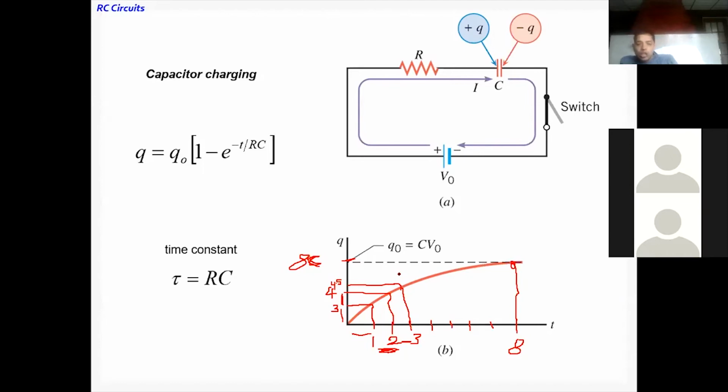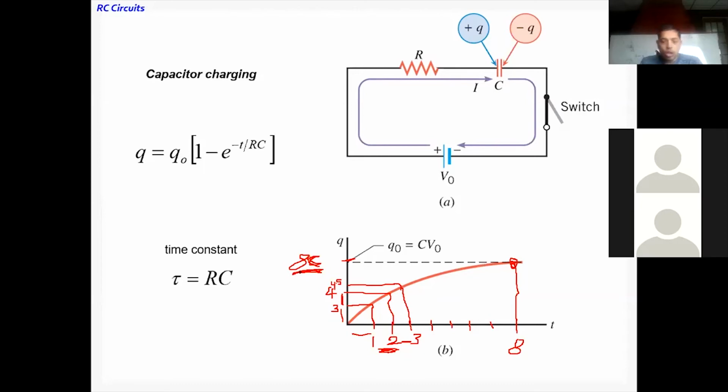In the beginning, it charges quickly, then it slows down until it reaches the maximum, meaning 100% charge. This is 100%, which is 8 coulomb. That's the charging process. Does it make sense?